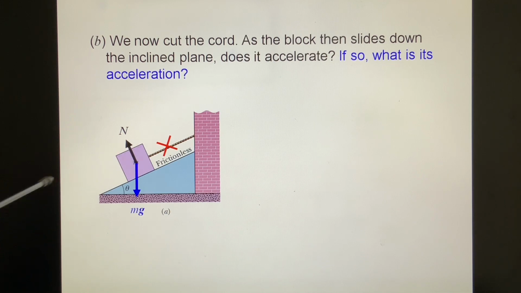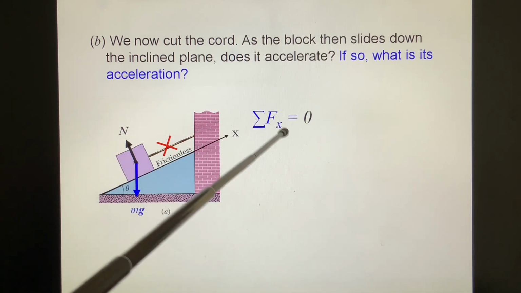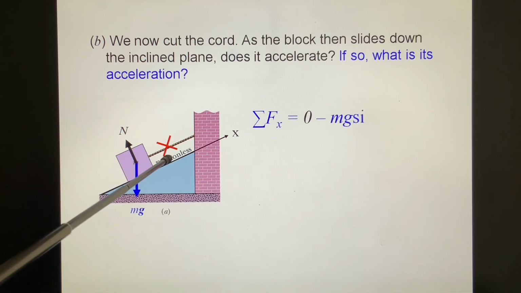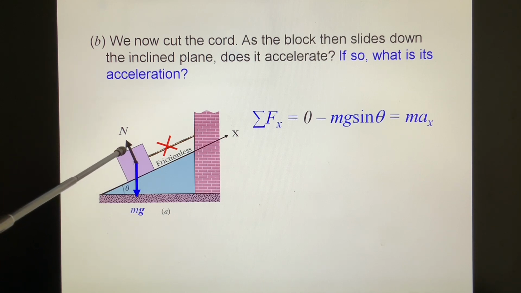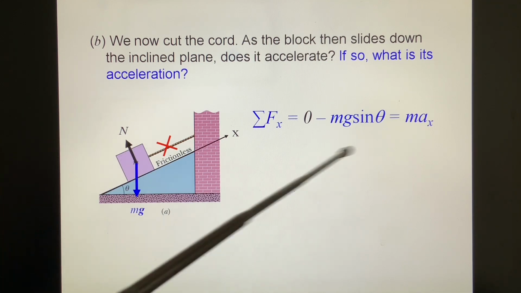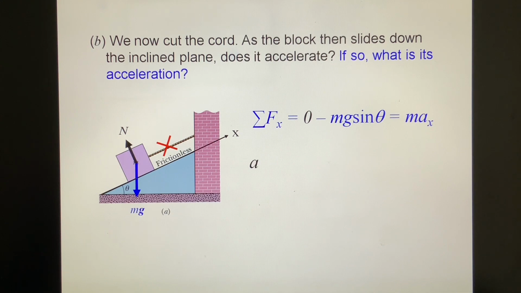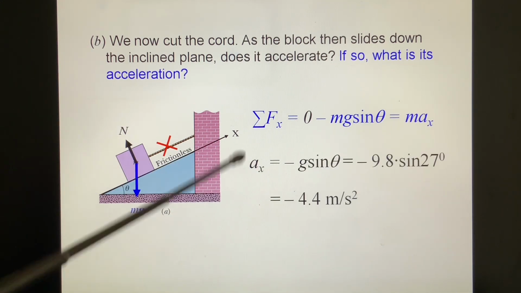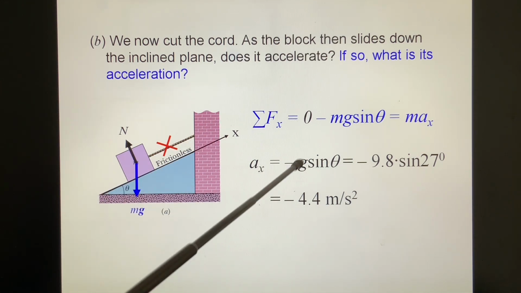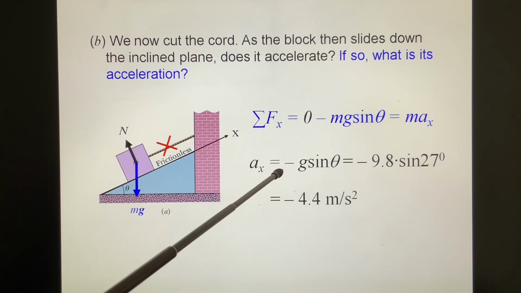We see they have components along the inclined surface. So this is x up. We have sigma Fx equals 0 minus mg sine theta. The normal force does not have components along x, so this equals m ax. So we get m ax equals minus mg sine theta, so ax equals minus g sine theta. And you find this has nothing to do with m. Any mass will get the same acceleration.